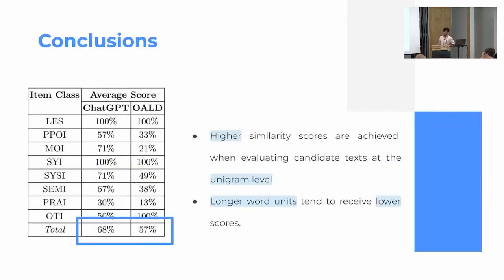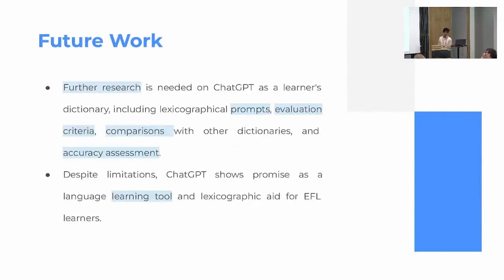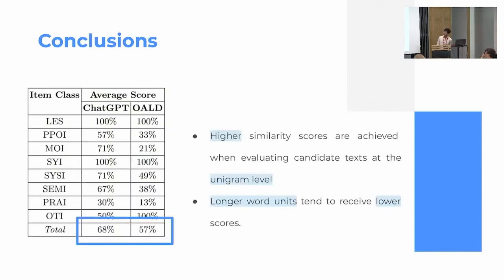So, conclusions. You can see that according to our lemmas, ChatGPT can provide better data related to lexicographical items, 68%, which is more than Oxford's 11%. And also, the similarity scores are higher when evaluating candidate texts at the unigram level, and the longer word units tend to receive lower scores.